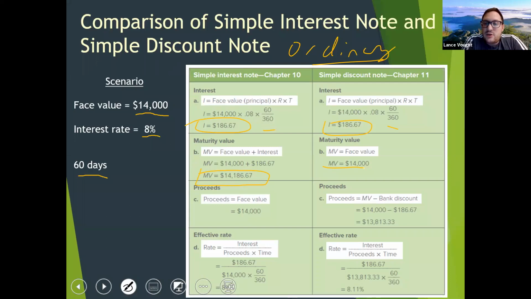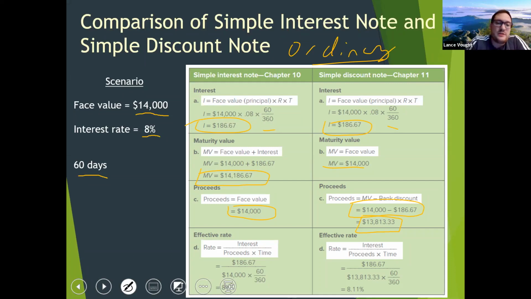But again, the trade-off is that the proceeds are just whatever you said you were going to borrow in the simple interest note. But in the simple discount note, you're actually paying the interest up front, which means that what's left over is only $13,813.33, which you might not seem to care about.